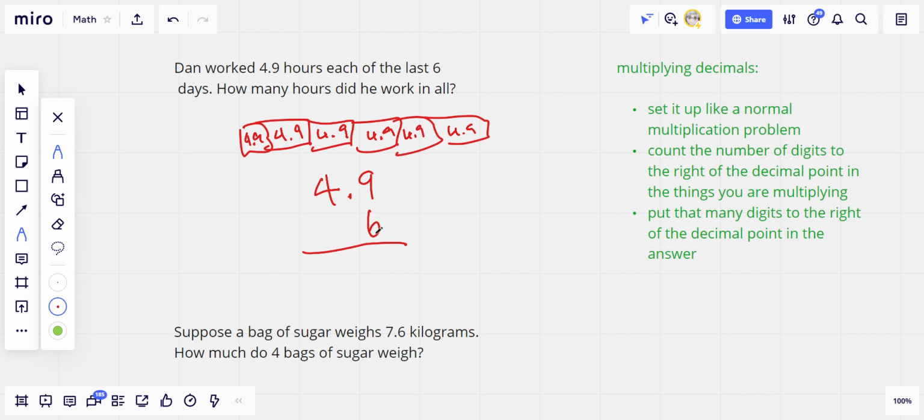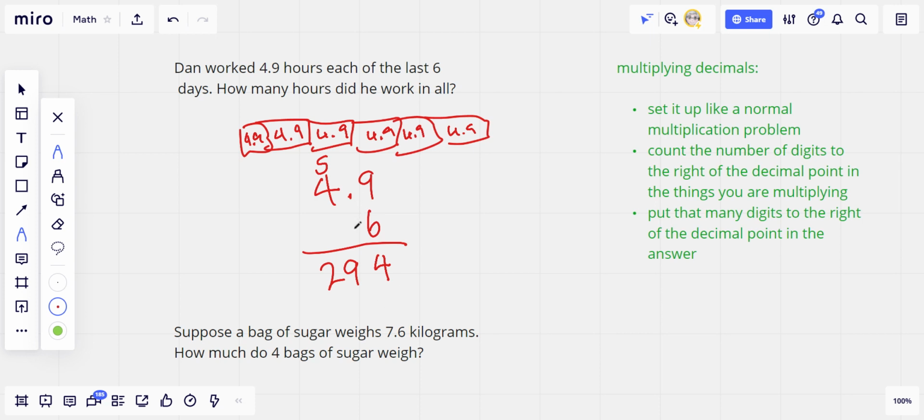So let's start multiplying. 6 times 9, let's see, that's 54. So we put the 4 down and carry the 5. And 6 times 4 is 24, plus 5 is 29. Okay, so we got 294 down on the bottom.